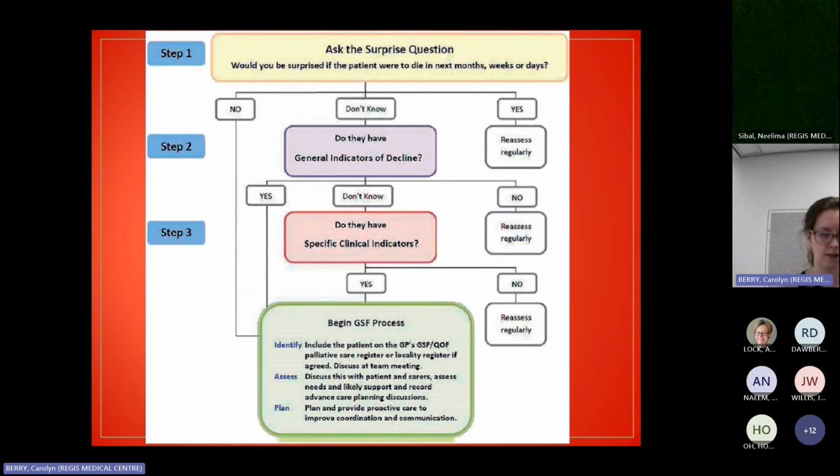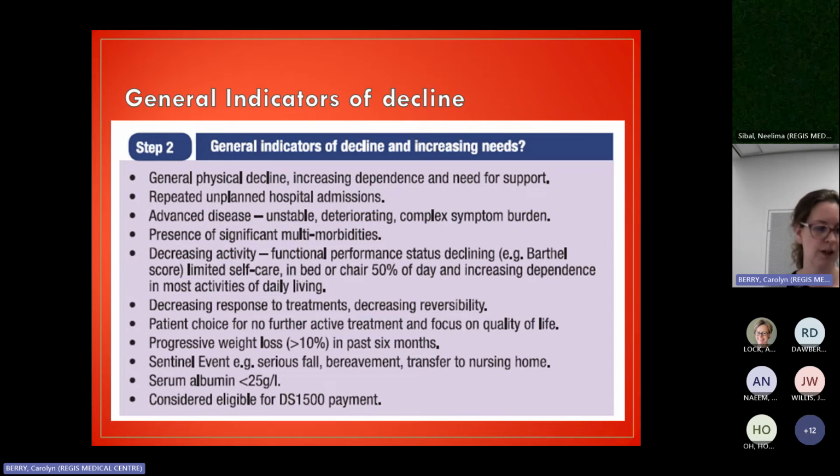So firstly, look at the general ones. Does the patient tick lots of those boxes? Because if they do, it's appropriate to start the process for considering palliative care. If you're not sure, or it's a maybe, then look at their disease-specific indicators, and I'll just move on to those. So I'm not going to read all of these out.